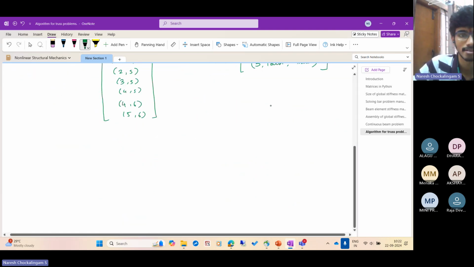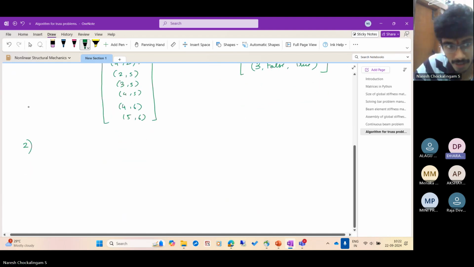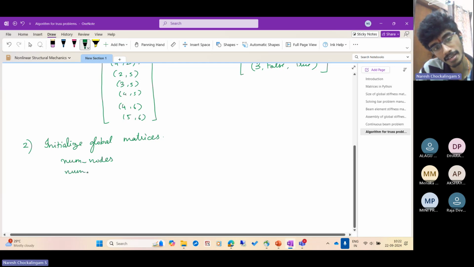Very good. Then what is the second step? We have defined the problem. Initializing the global stiffness, global matrices. So let me call the number of nodes as num nodes and number of elements as number of elements. So what should be the size of the global stiffness matrix?